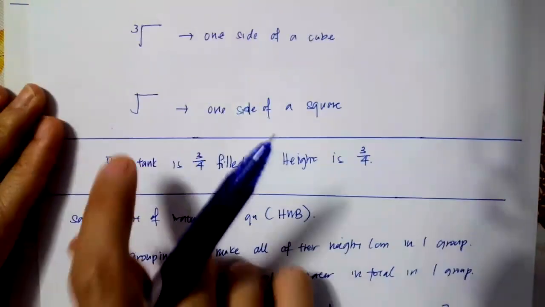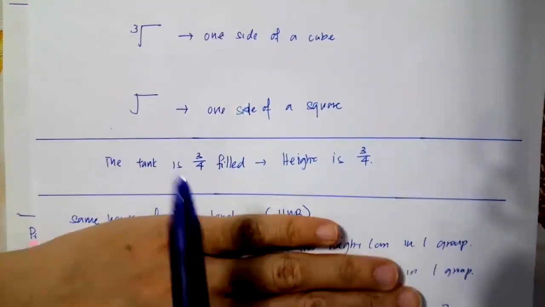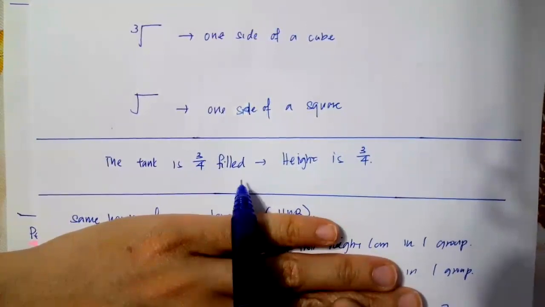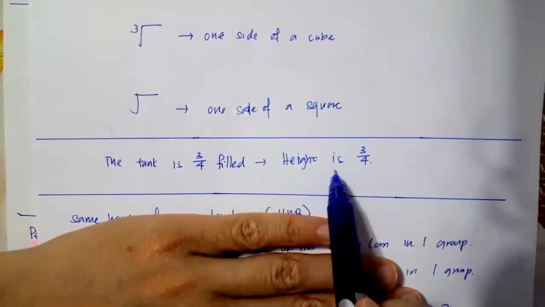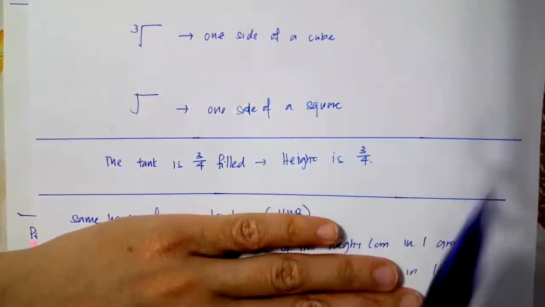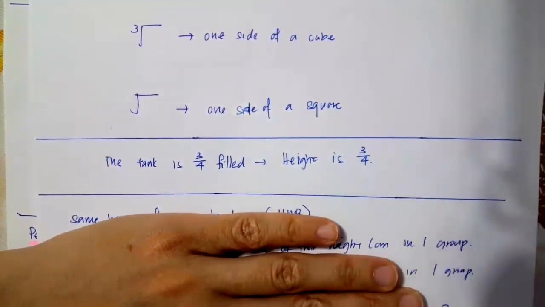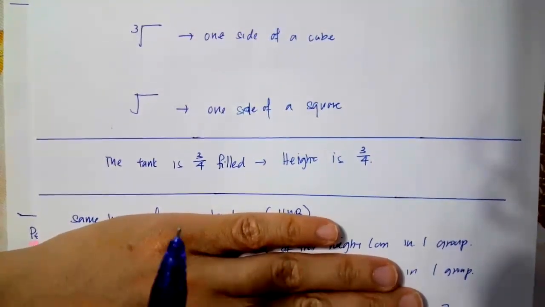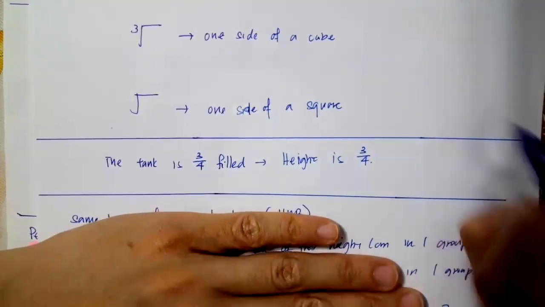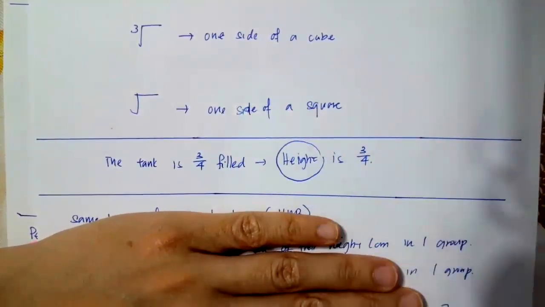Next, I also want to remind you about this thing. If they tell you that the tank is 3/4 filled, it means that the height is also up to 3/4 of the whole tank as well, because the base area, the length and breadth at the base doesn't change at all. The only thing that changes is the height of the water level.